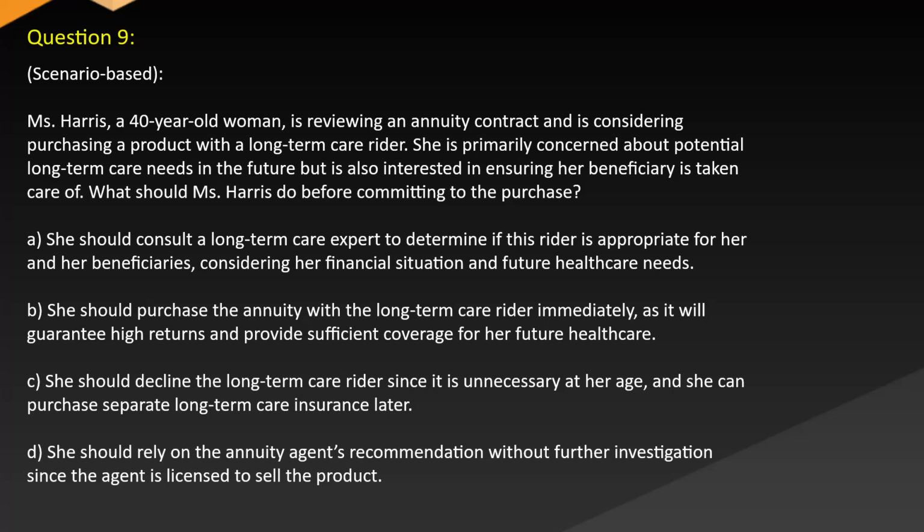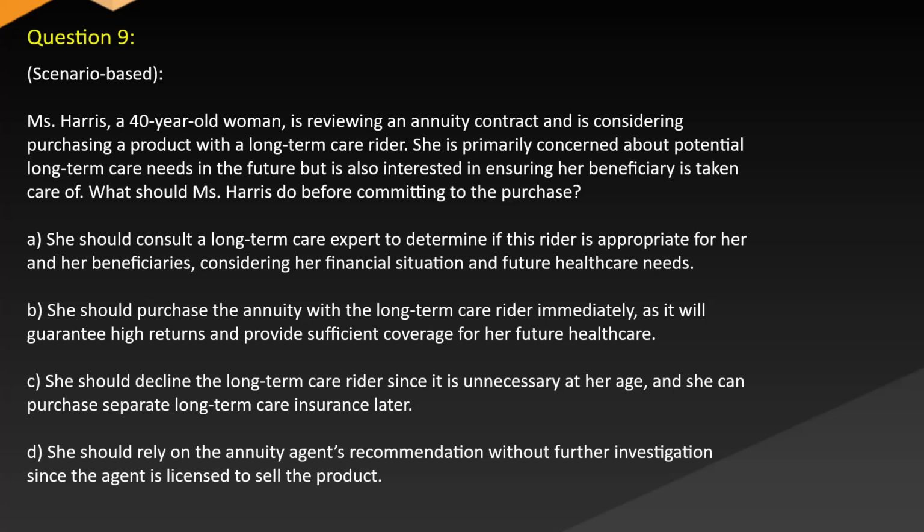Question 9. Scenario-based. Ms. Harris, a 40-year-old woman, is reviewing an annuity contract and is considering purchasing a product with a long-term care rider. She is primarily concerned about potential long-term care needs in the future, but is also interested in ensuring her beneficiary is taken care of. What should Ms. Harris do before committing to the purchase?